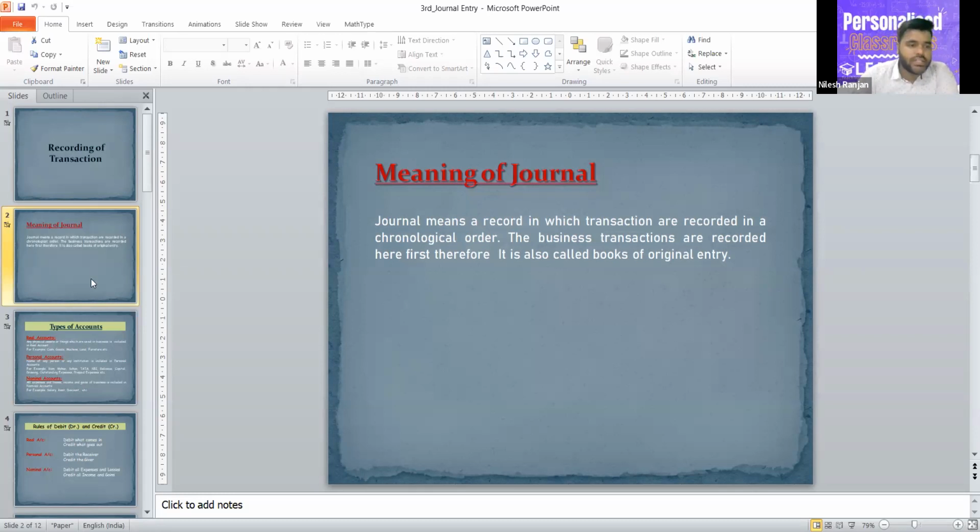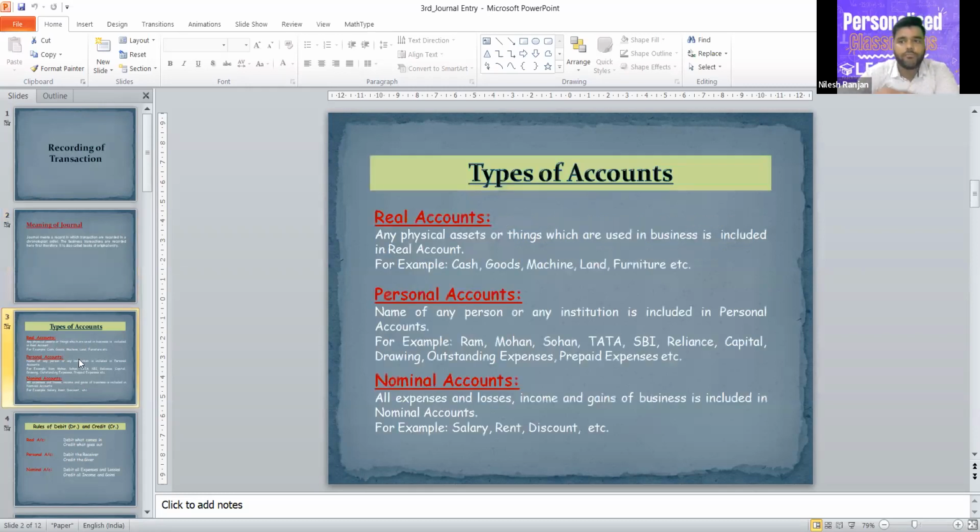Now there are three types of accounts that we study to pass the journal entry. First is the real account, then the personal account, and the nominal account. Sometimes you can say that accounts are classified in two types, personal and impersonal, and impersonal is again divided into two categories, real account and nominal account. You can also say that, but here there are three types of account: real, personal, nominal. Now, what do these accounts mean in a journal?